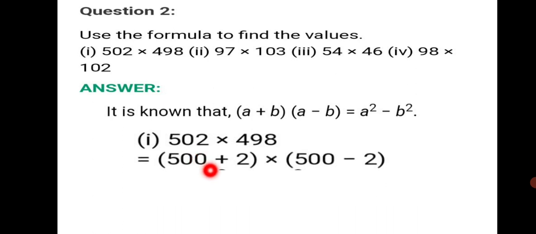502 is written as 500 plus 2. And 498 is written as 500 minus 2. Now we have our expression in the form of a plus b into a minus b. And we can easily write this expression, 500 plus 2 into 500 minus 2, as equal to a square minus b square. So what is our a here? 500. And what is our b here? 2. That means we have to write this as equal to 500 square minus 2 the whole square.